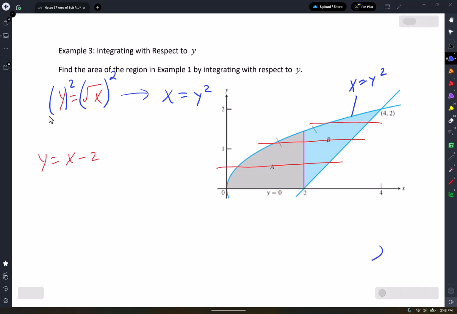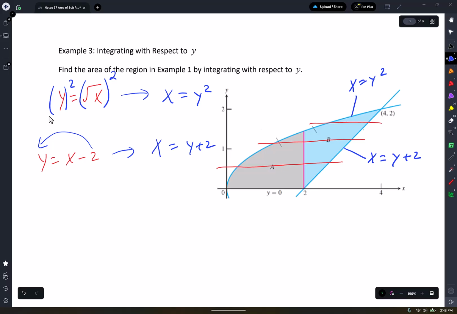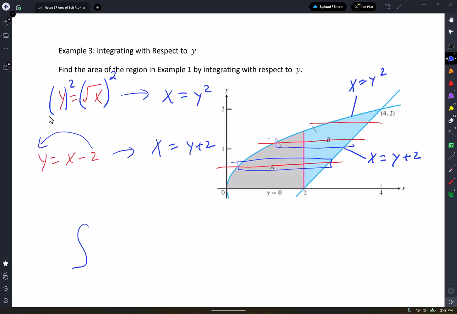All right, here we go. This curve right here, I'm going to move the 2 to the left, and then I'm going to write it in terms of x. X equals y plus 2. So this curve is x equals y plus 2. Are we still all right? Yes. All right. Integral. I'm doing it with respect to y, guys. These are dy's. That rectangle, that's a dy there, or a delta y.